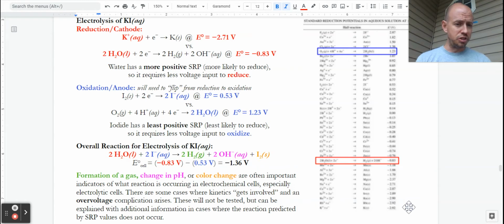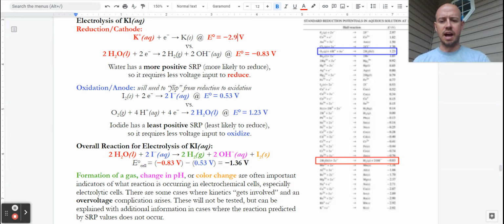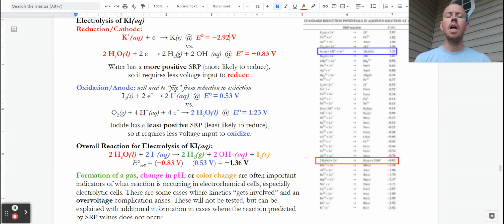Is it easier to reduce that potassium? That's the bottom line right down there, I believe, or near the bottom. Or is it easier to reduce my water? Well, the water only requires 0.83 volts, and potassium's all the way down here near the bottom, requiring significantly more. I think I wrote the wrong number there, in fact. This should even be 0.292. Sorry. So the water has a more positive value, or even though it's unfavorable, it's more favorable than the potassium, so it requires less voltage input, and that one's likely to be reduced.